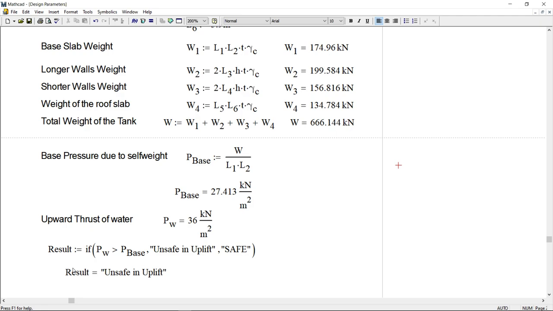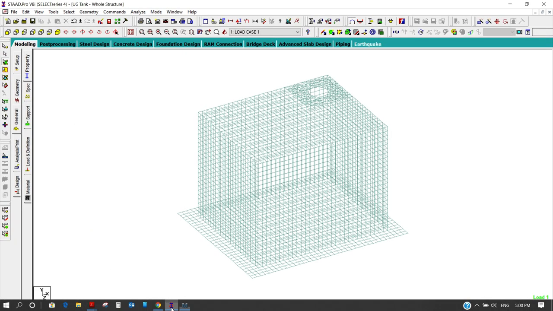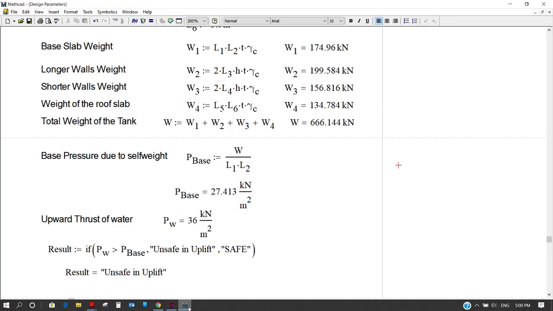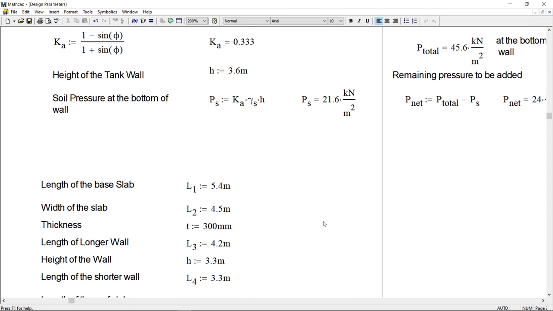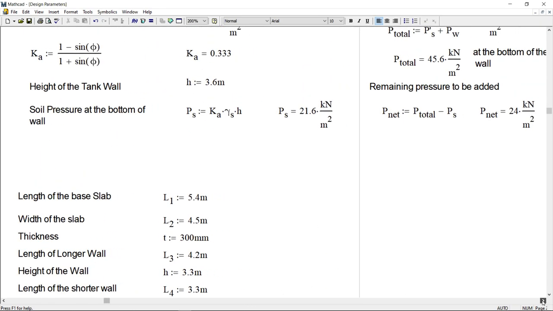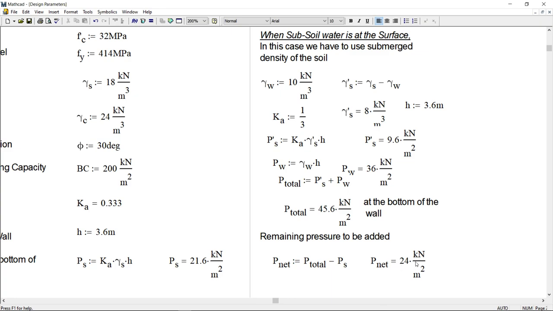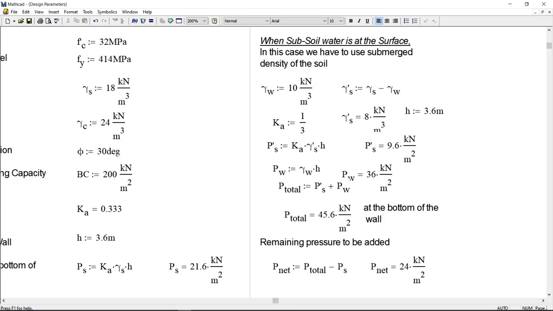So how to simulate this condition in STAAD? That is the main concern. Let us go back to STAAD and add these pressures. The new load I will be using is 24 kilonewton per meter square at the bottom of the wall, and at the bottom of the base there will be an uplift pressure of 36 kilonewton per meter square. So these two loads are applied in a new load condition.